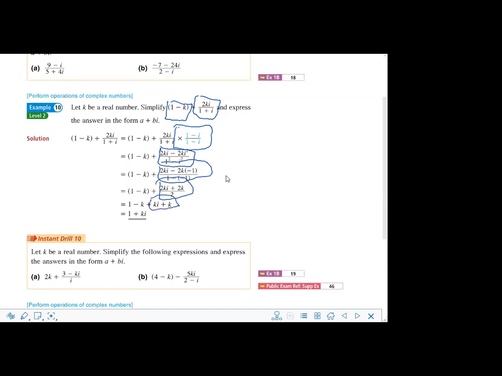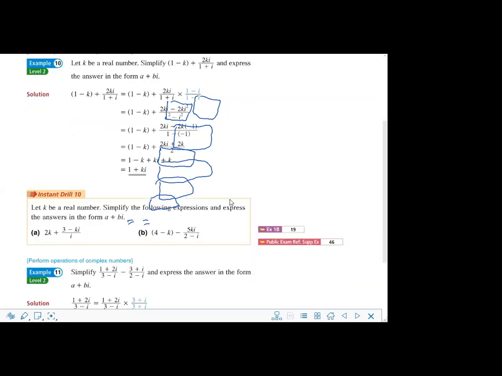Okay, and finally, you just add the like terms together. Okay, calculate the like terms. And then separate the real part and the imaginary part. Okay, I mean group the terms according to whether it is real part or imaginary part. Okay, so it's just like this.